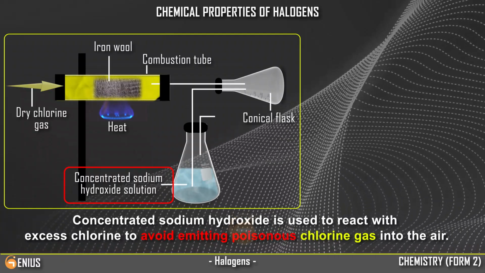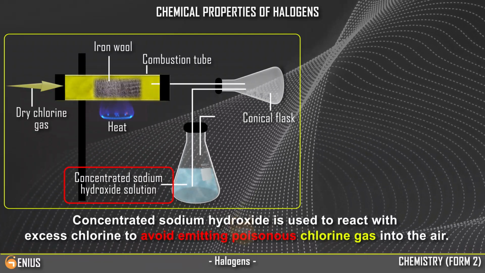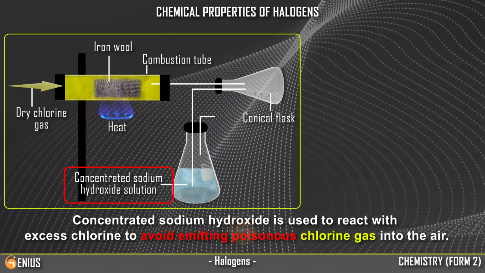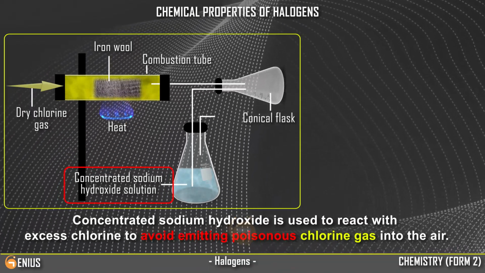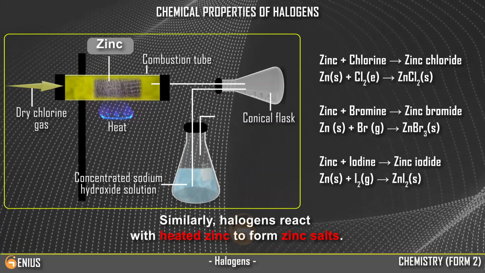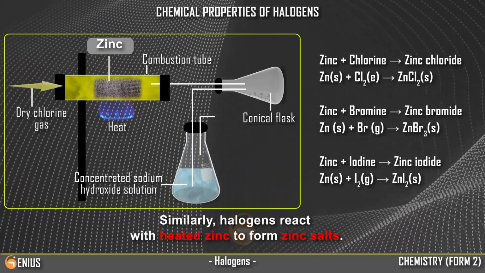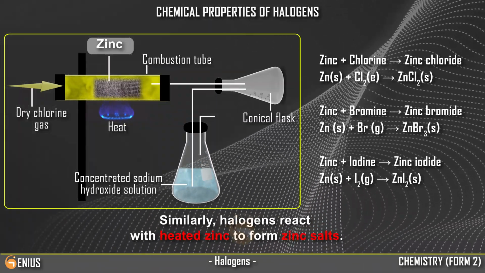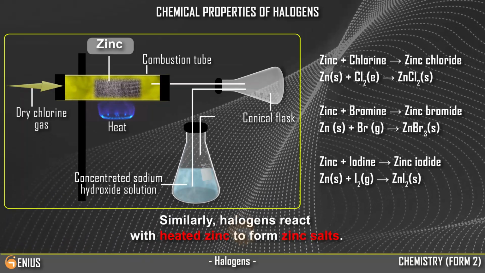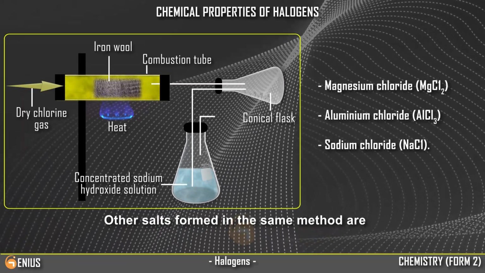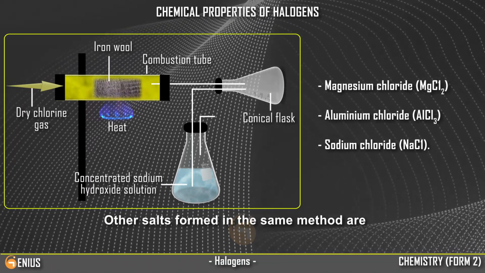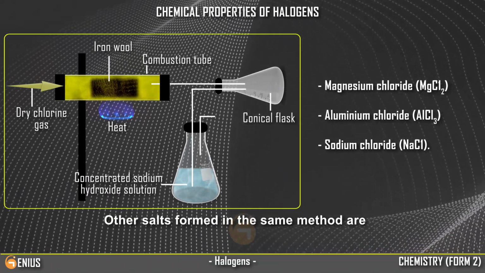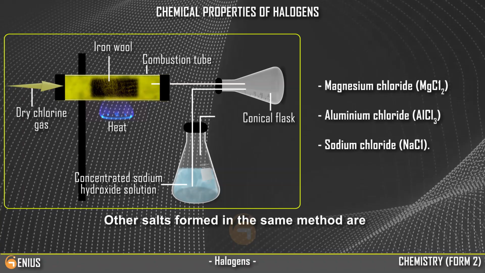Concentrated sodium hydroxide is used to react with excess chlorine to avoid emitting poisonous chlorine gas into the air. Similarly, halogens react with heated zinc to form zinc salts. Other salts formed in the same method are magnesium chloride, aluminium chloride, sodium chloride.